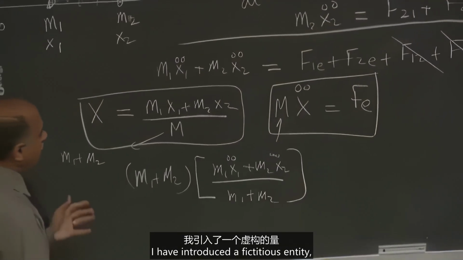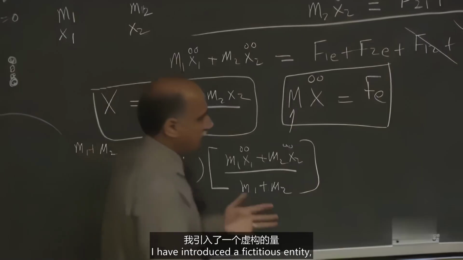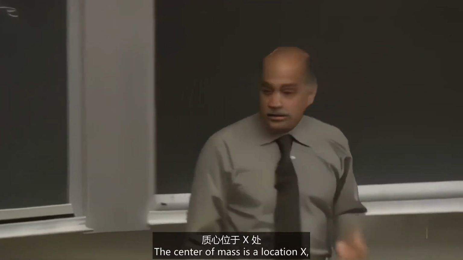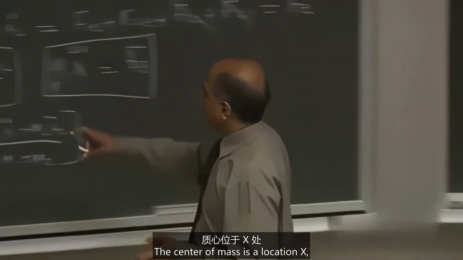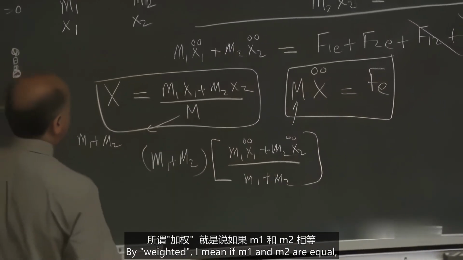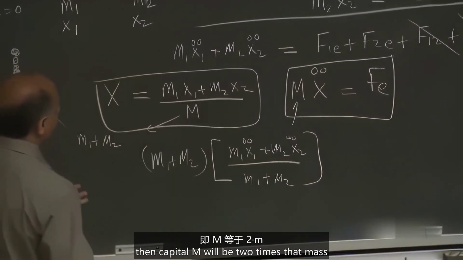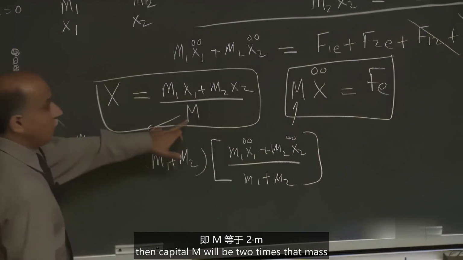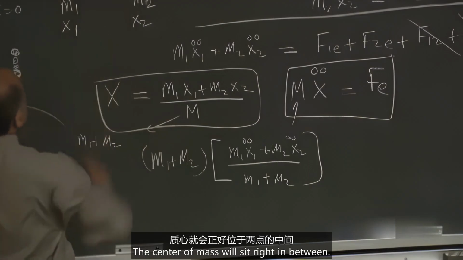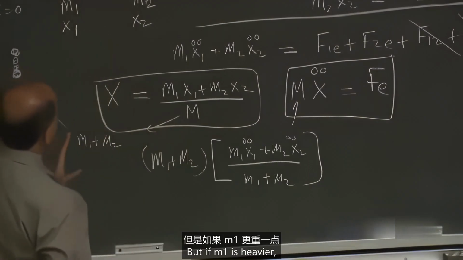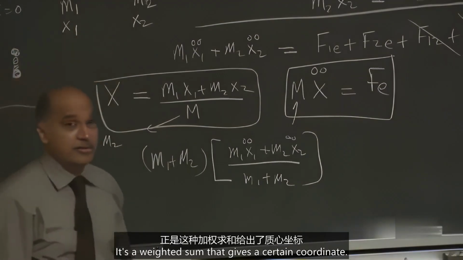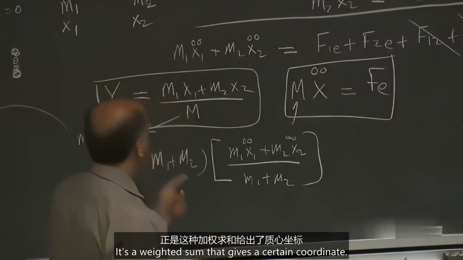So what have I done? I have introduced a fictitious entity, the center of mass. Center of mass is a location, capital X, some kind of a weighted average of x1 and x2. By weighted, I mean if m1 and m2 were equal, then capital M will be two times that mass, and you'll just get x1 plus x2 over 2. Center of mass will sit right in between. But if m1 is heavier, it'll be tilted towards m1. If m2 is heavier, it'll be tilted towards m2. It's a weighted sum that gives a certain coordinate.